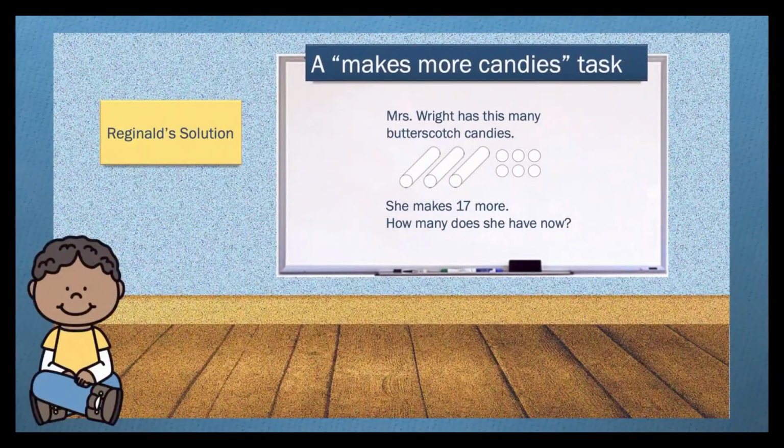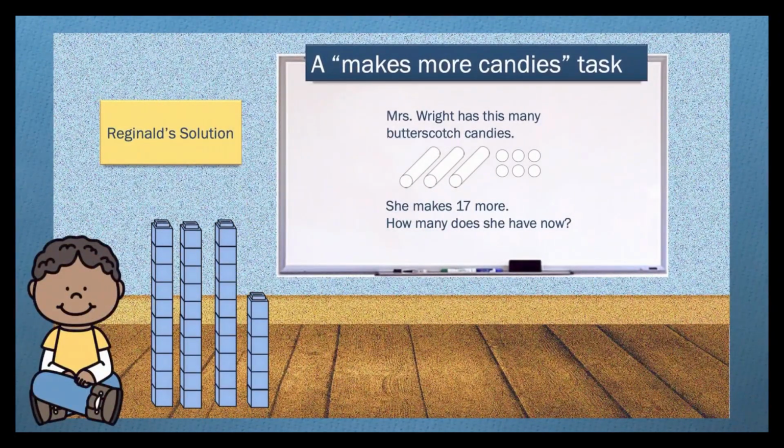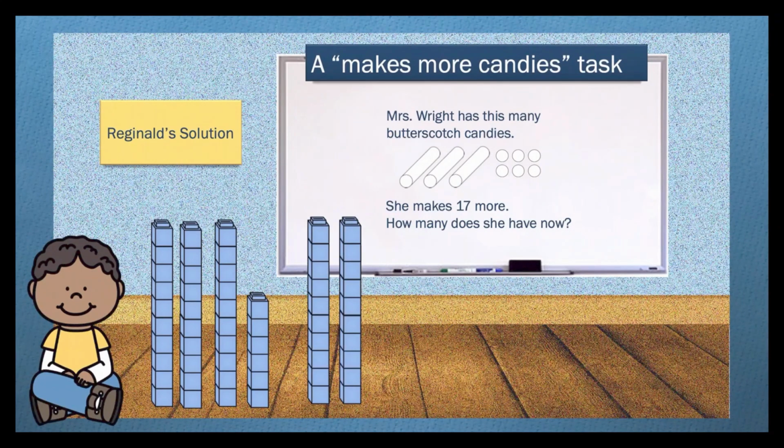Reginald started the same way Samantha did. He got out 36 candies by getting out 3 rolls and 6 pieces, which he left snapped together. Next, he got out 17 by getting out 1 roll and breaking a group of 3 off of another roll to have a group of 7 snapped together. He combined the 36 and the 17 like this. He took 3 of the 6 and combined them together with the 7 to create another roll. His final result looked like this, which he easily recognized as 53.